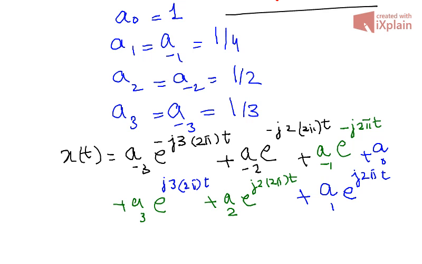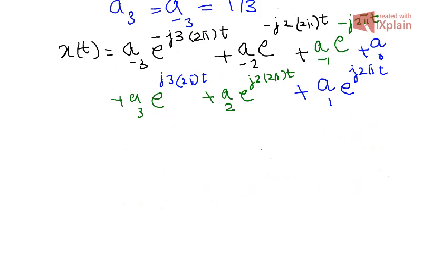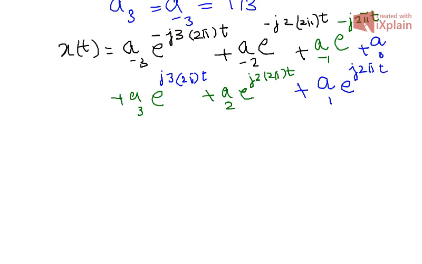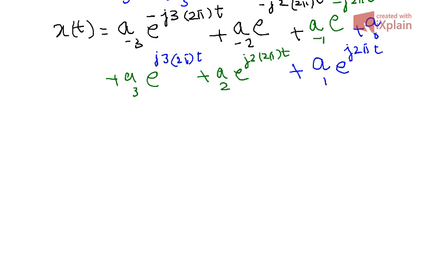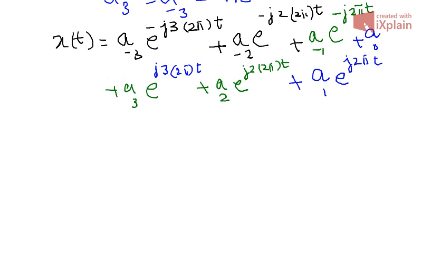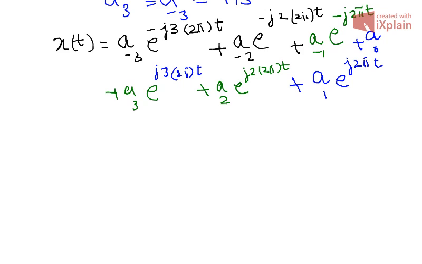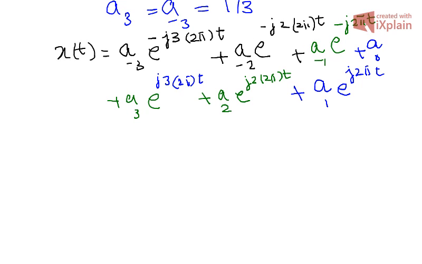Now this is how I expanded that summation x of t, and with this expansion you can see that my x of t, let me bring it below a little bit. So let me rewrite my x of t over here. Now you can see, just substitute these values. We just put the values of k only.